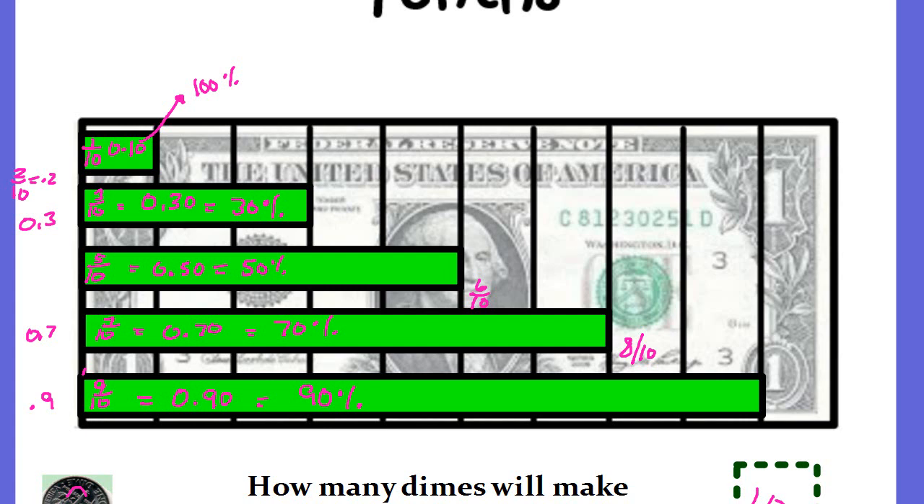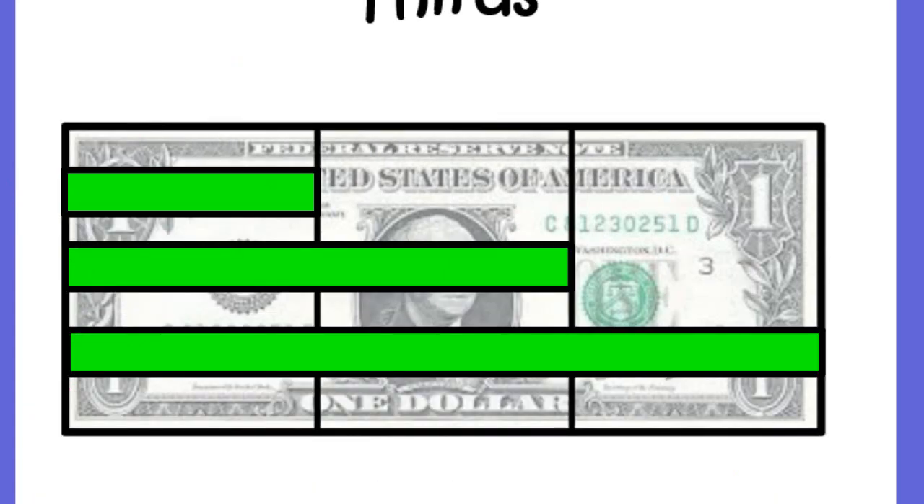And the last one I want to talk about is the thirds. Okay, there are no 3 coins that make up $1. The thirds are a special case that you're going to see a lot. So it's important that you have them memorized. And I'm just going to help you out here. 1/3. My dollar is cut into 3 equal parts. If I shade one of them, I have the fraction 1/3.